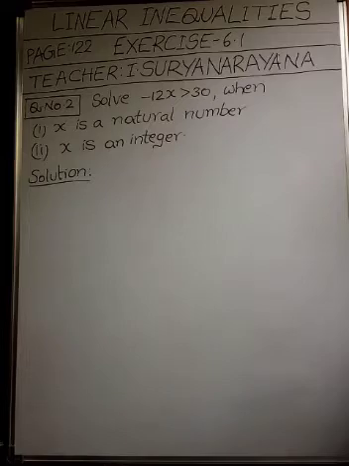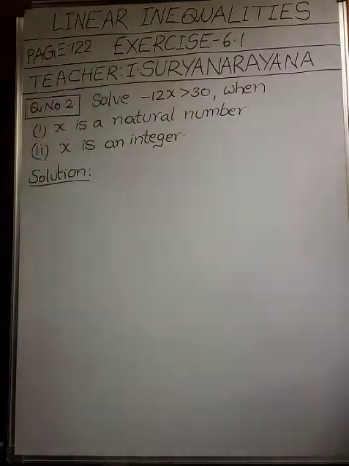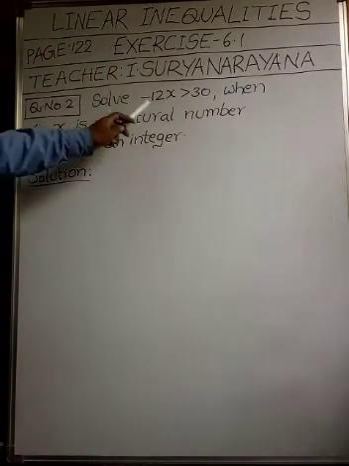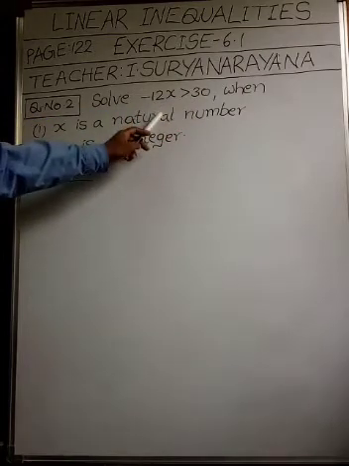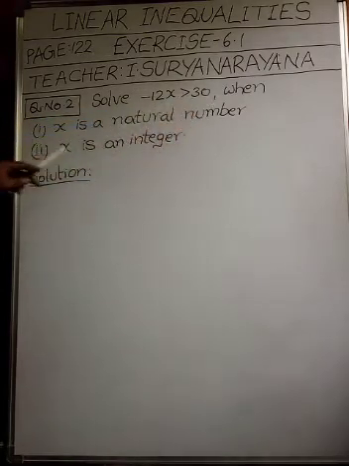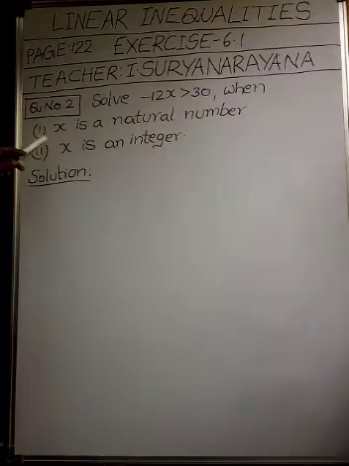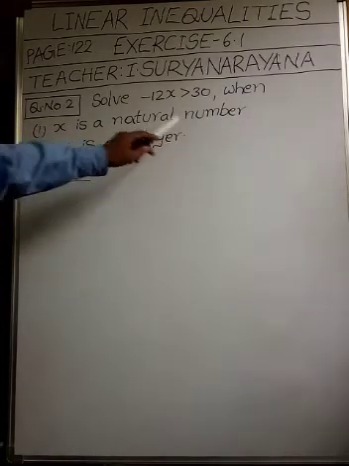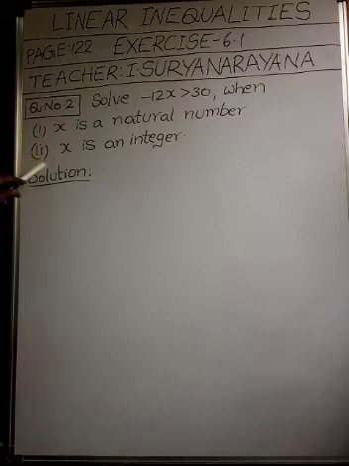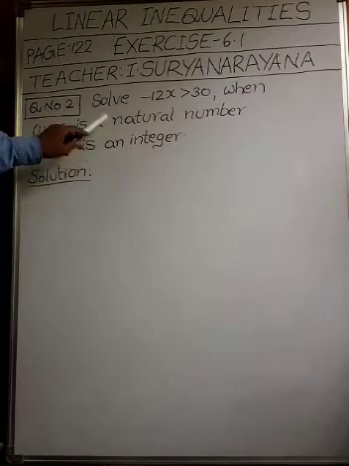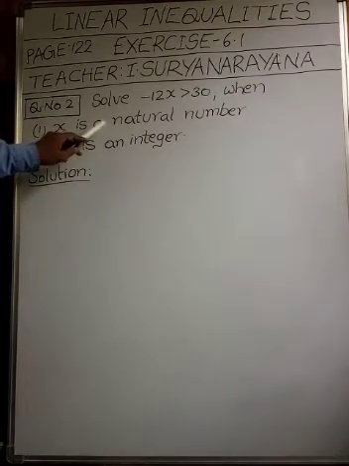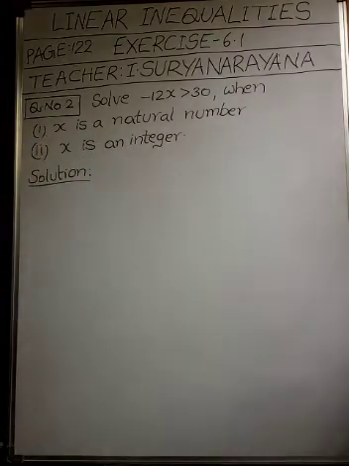Now come to question number 2. Question number 2. Solve -12x greater than 30. Here first case, x is a natural number, and second part, x is an integer. Here also two parts are there in this question. Understood this question, my dear children? Right. Now let us come to the solution part.